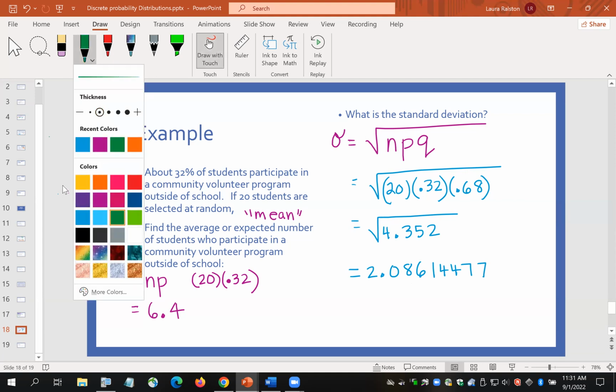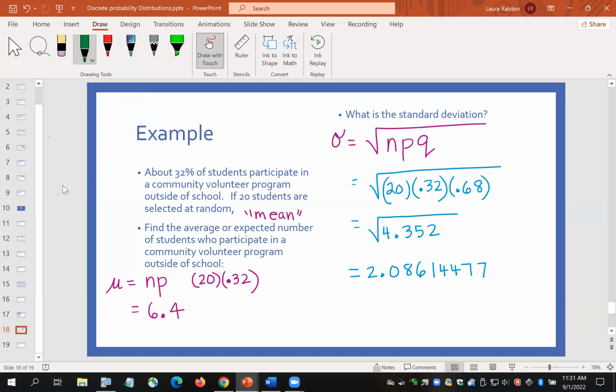Most times you're asked to round to 2 decimal places. So if I were asked to round to 2 decimal places, the 8 is in the second decimal place. The 6 next door is going to bump it up. So my standard deviation is approximately 2.09. Questions on the binomial?